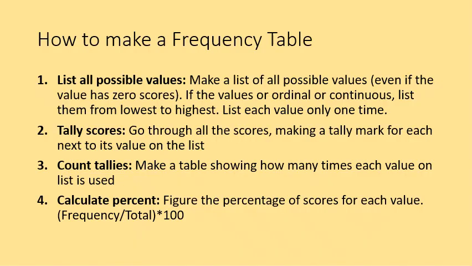So in order to make a frequency table, we're going to be doing a little transformation of some existing data, but the way we do it is we first list all the possible values, then we tally up and count how many individuals fit into each value, and then we calculate the percent by taking the frequency divided by the total and multiplying by 100.